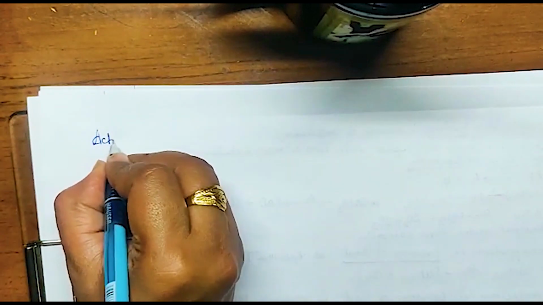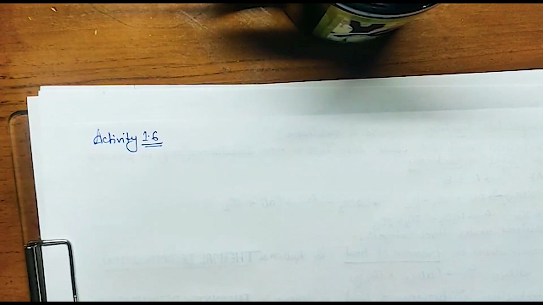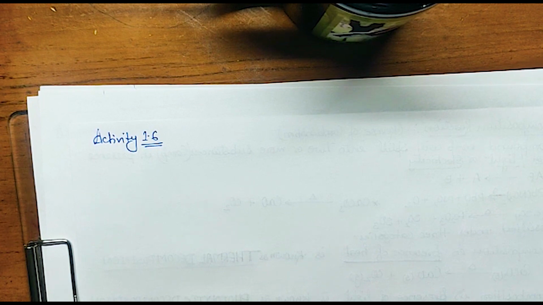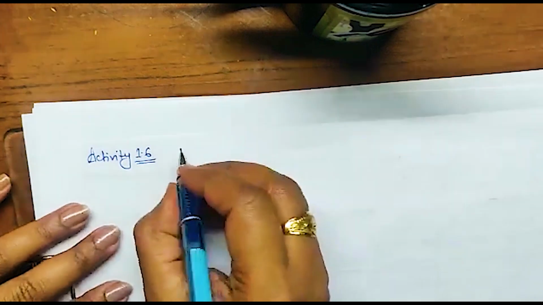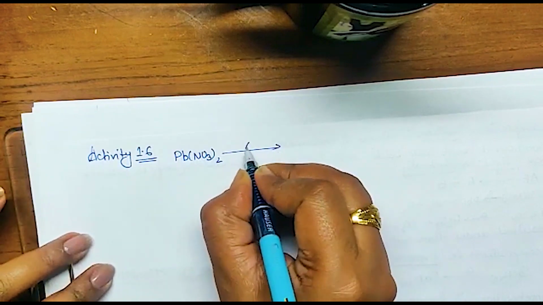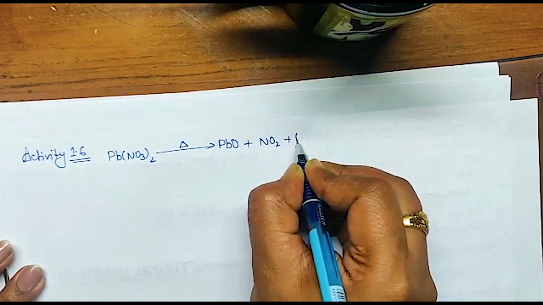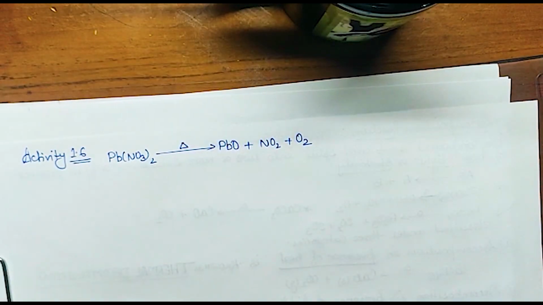Now activity 1.6 is also there. So let me clear this. Activity 1.6. Is it visible? Yes. It says that take about 2 grams of lead nitrate powder in a boiling tube. Hold the boiling tube with a pair of tongs and heat it over a flame as shown in figure 1.5. What do you observe? Okay, so listen, Pb(NO3)2. It says that what happens when it is heated. If we heat this, it gives PbO, NO2 and O2. That equation you have to learn.